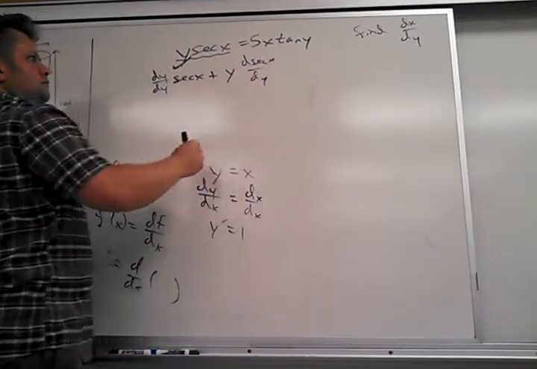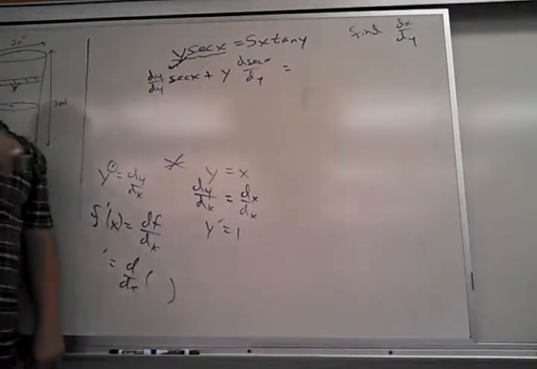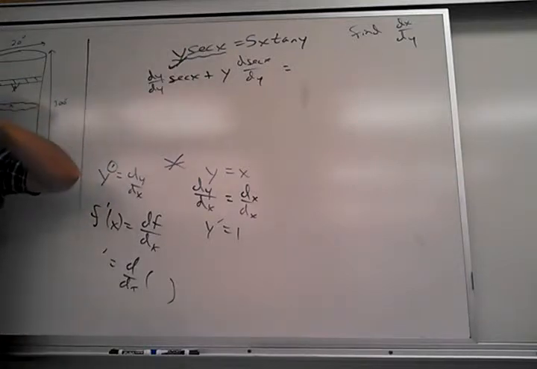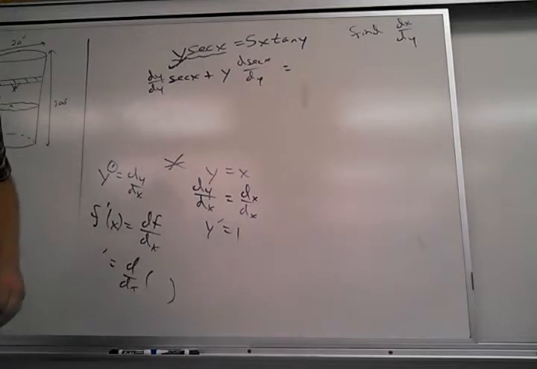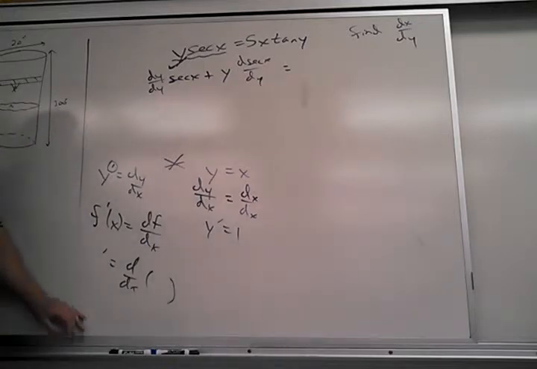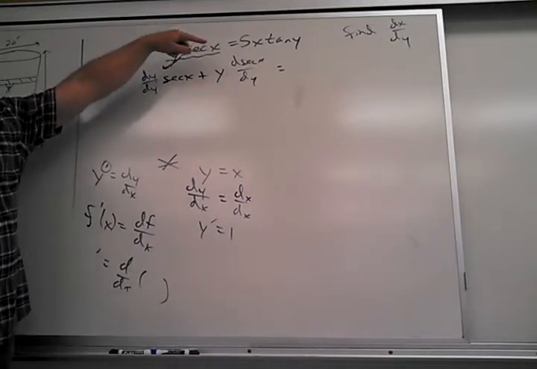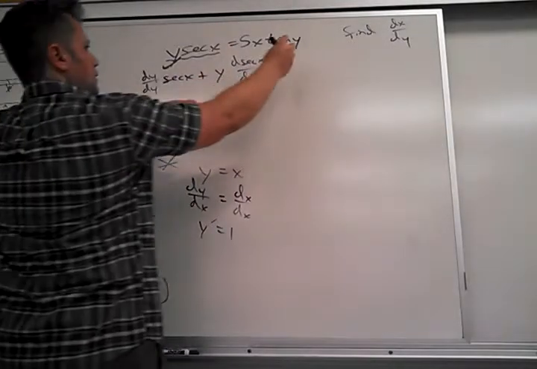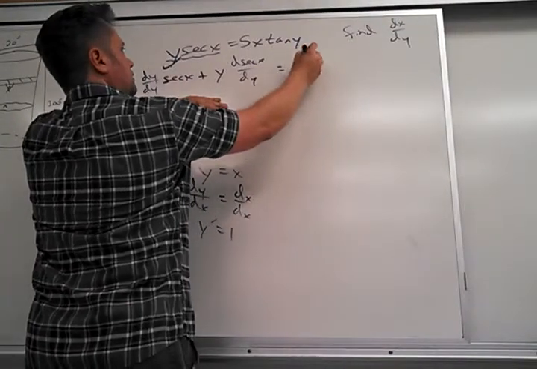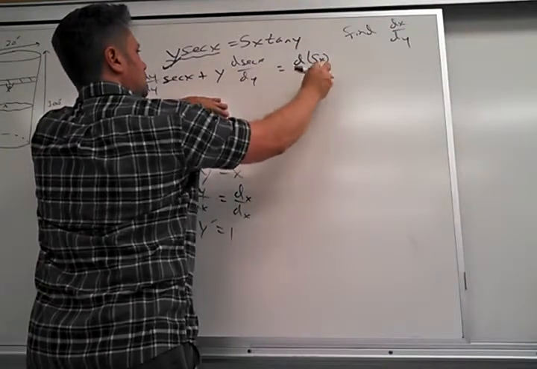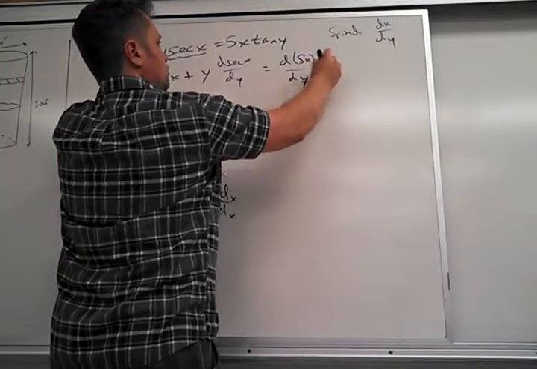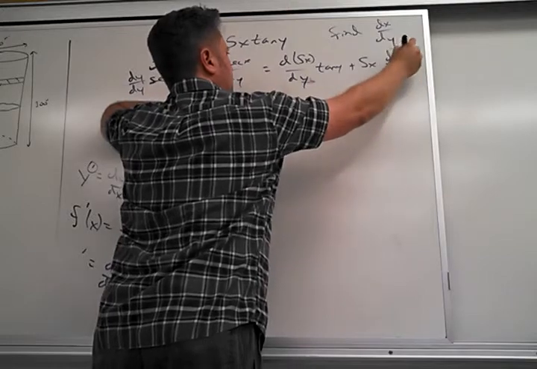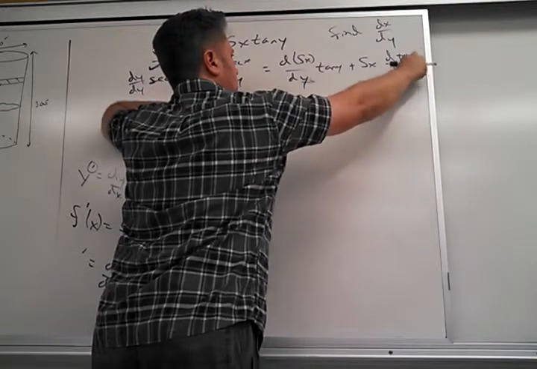Where does secant come from? It's what I'm taking the derivative of. Right? That's the problem you asked me to do. So I just did product rule. On the other side, same thing. Do product rule. D 5x dy, tangent y. Plus, leave 5x alone. Do the derivative with respect to y of tangent y.